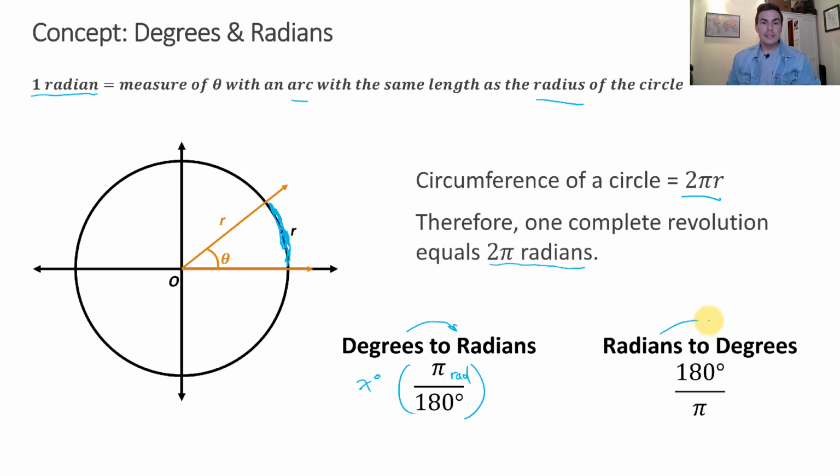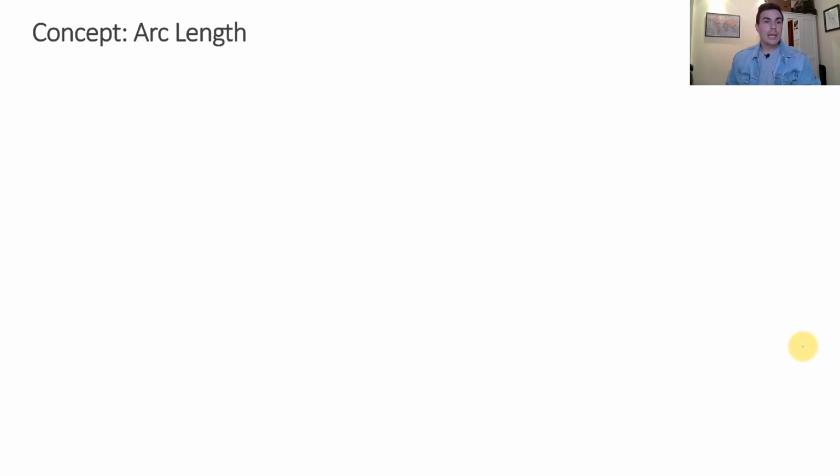So if I have radians and I'm converting to degrees, say I have x radians, I would multiply that by 180 degrees over pi radians, and see how my radians cancel out, and I'd be left with degrees. In the other case, my degrees cancel out, and I'm left with radians. So these are the ratios that we're going to use to convert from degrees to radians and radians to degrees. Now let's take a look at this concept of arc length.